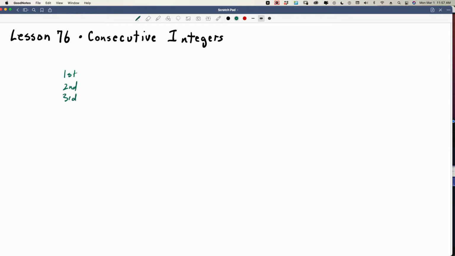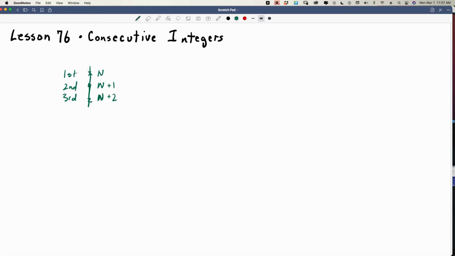Now my first gut feeling is to call these x, y, and z. If I do that though, I'm going to end up with 3 different variables and 3 different formulas to find each variable. Wouldn't it be easier if I just did one variable? And because I know it's consecutive, the second one is going to be n plus 1. The third one is going to be n plus 2.